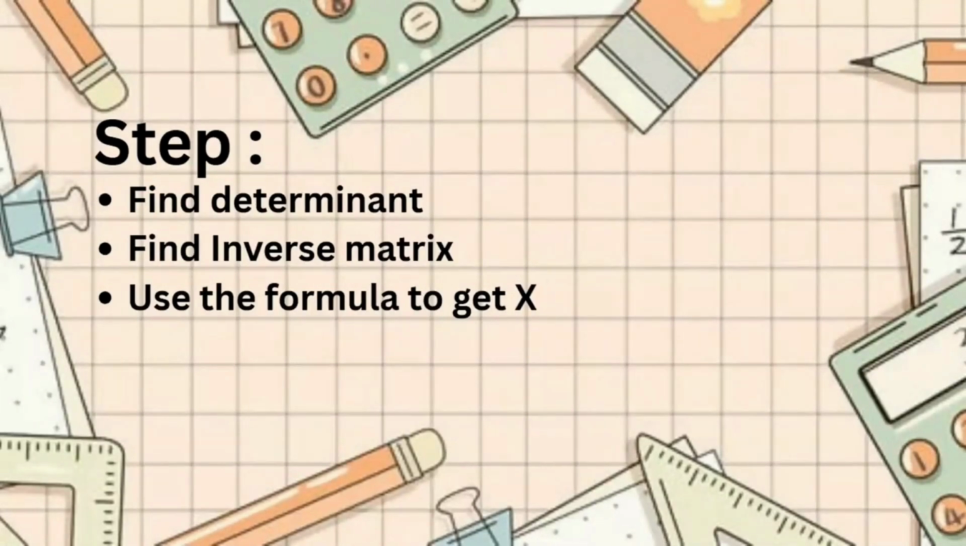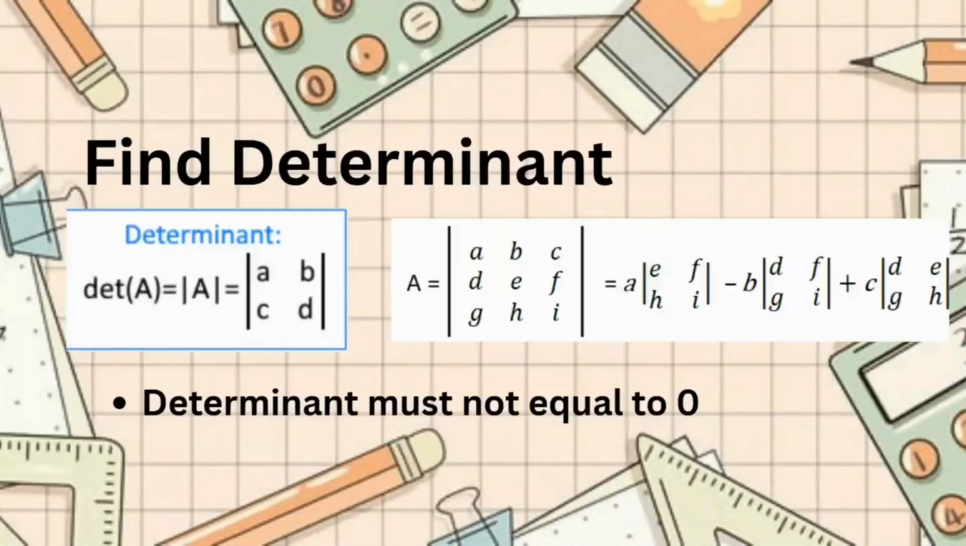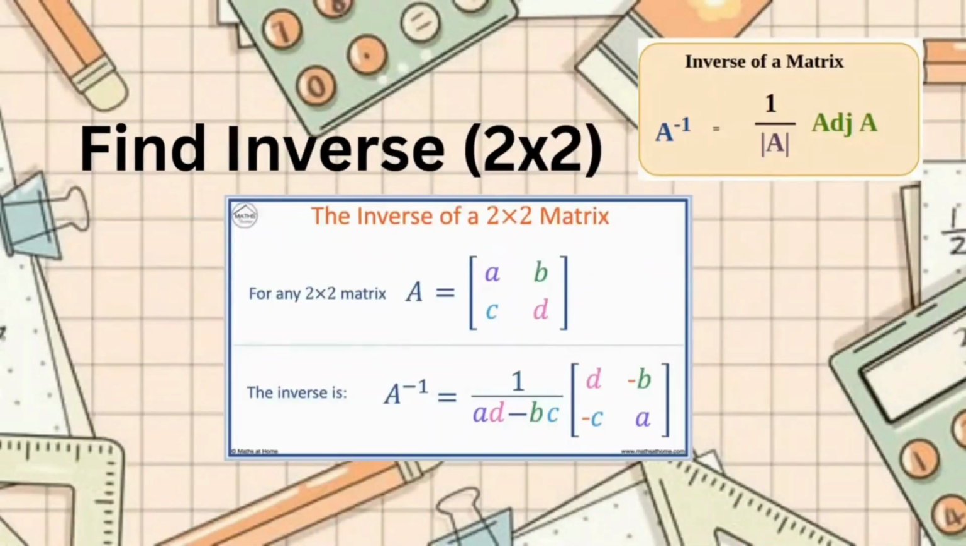Steps to solve the system of linear equations. First, find the determinant. Second, find the inverse matrix. And the last one is to use the formula to get x. So here is the formula for how to find the determinant. The left one is for a 2 times 2 matrix and the right one is for a 3 times 3 matrix. Note that the determinant must not equal 0.